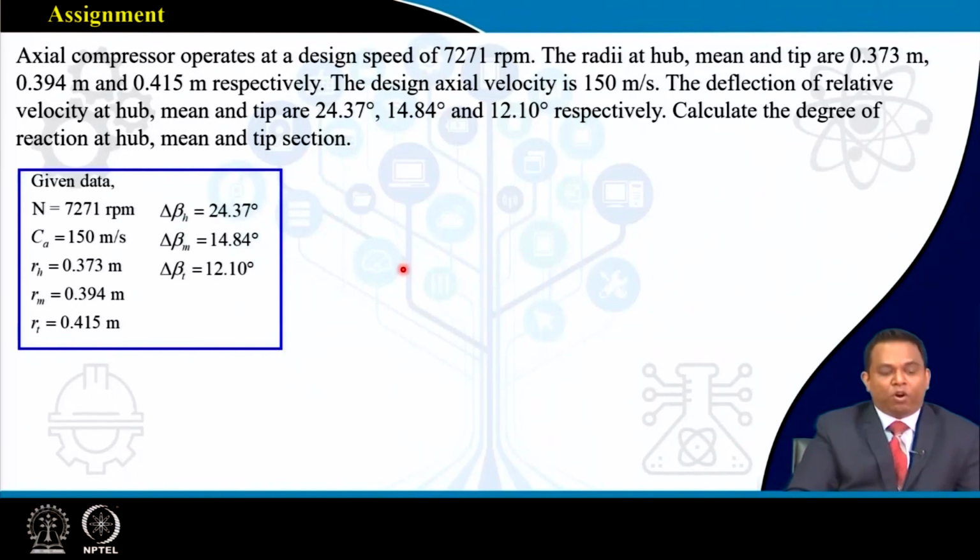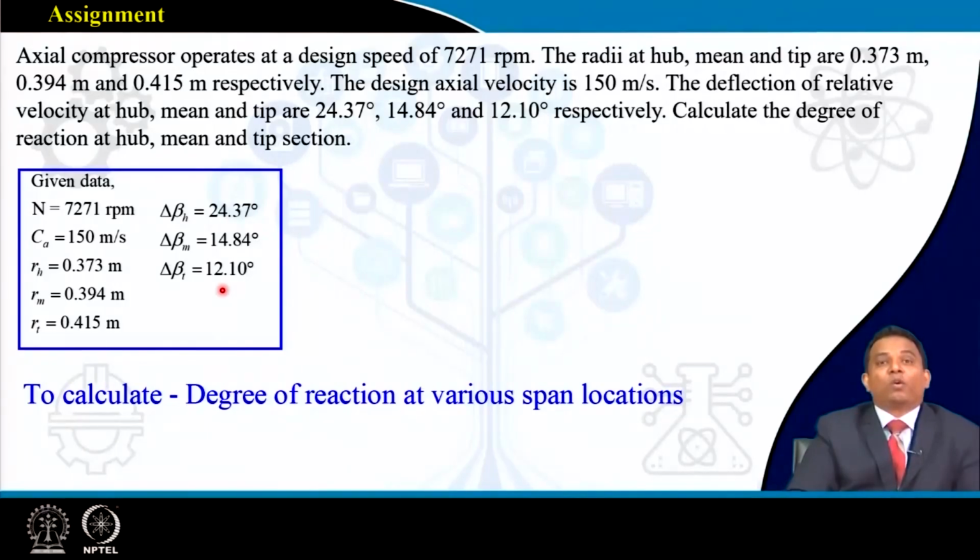So let's see what data is given to you. Your rotational speed is known to us, our axial speed is known to us. We are given different stations, hub radius, mid radius and tip radius. You are given delta beta, that is nothing but the deflection angle. At the hub it is 24.37, at mid section it is 14.84 and at the tip section it is 12.1. And what you need to calculate is your degree of reaction at different stations.